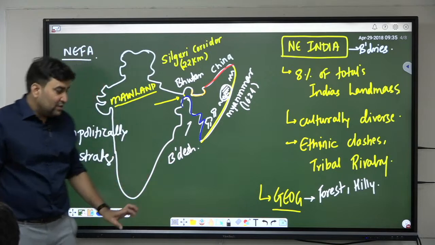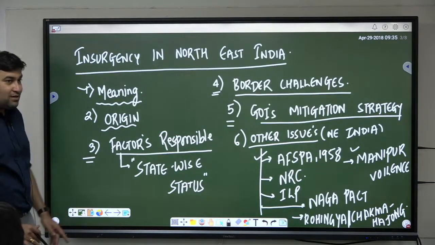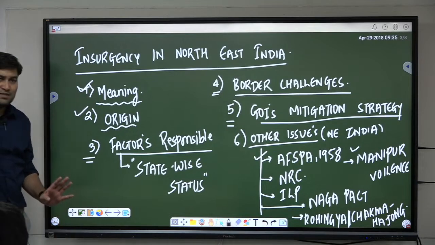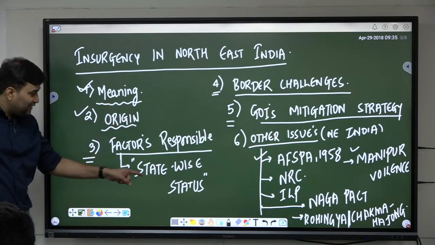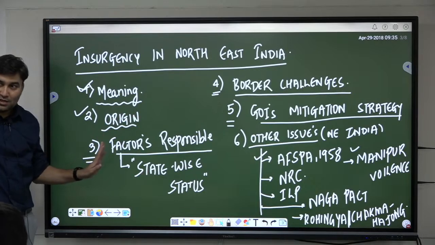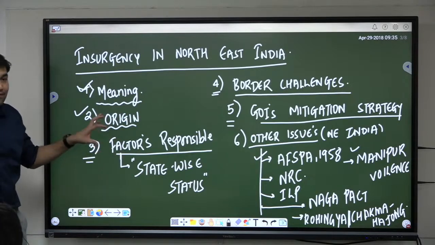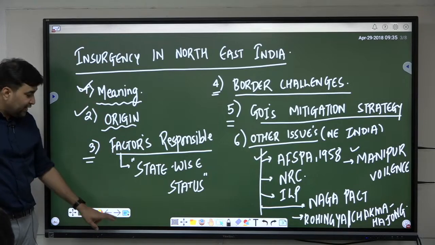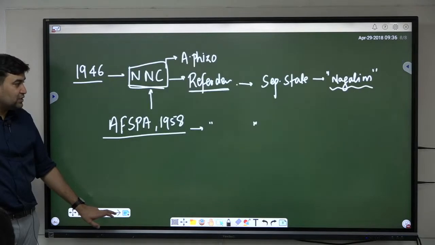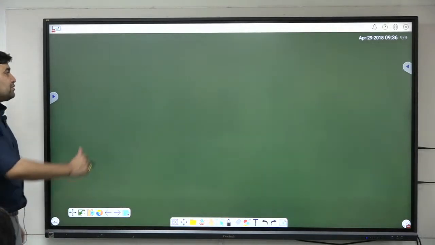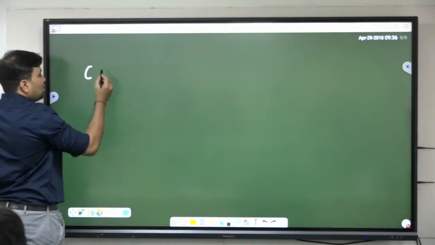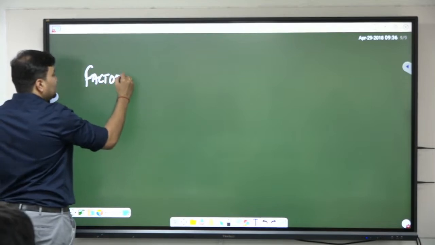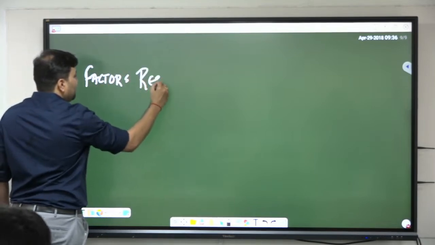Getting the idea? So I hope that you got the basic idea about the meaning and origin, how it started, since ancient time it is there, and how it is ongoing, that we will see in the state-wise status. Got it? Now let us try to understand mainly the factors responsible for insurgency in Northeast India, or the challenges with respect to insurgency in Northeast India.